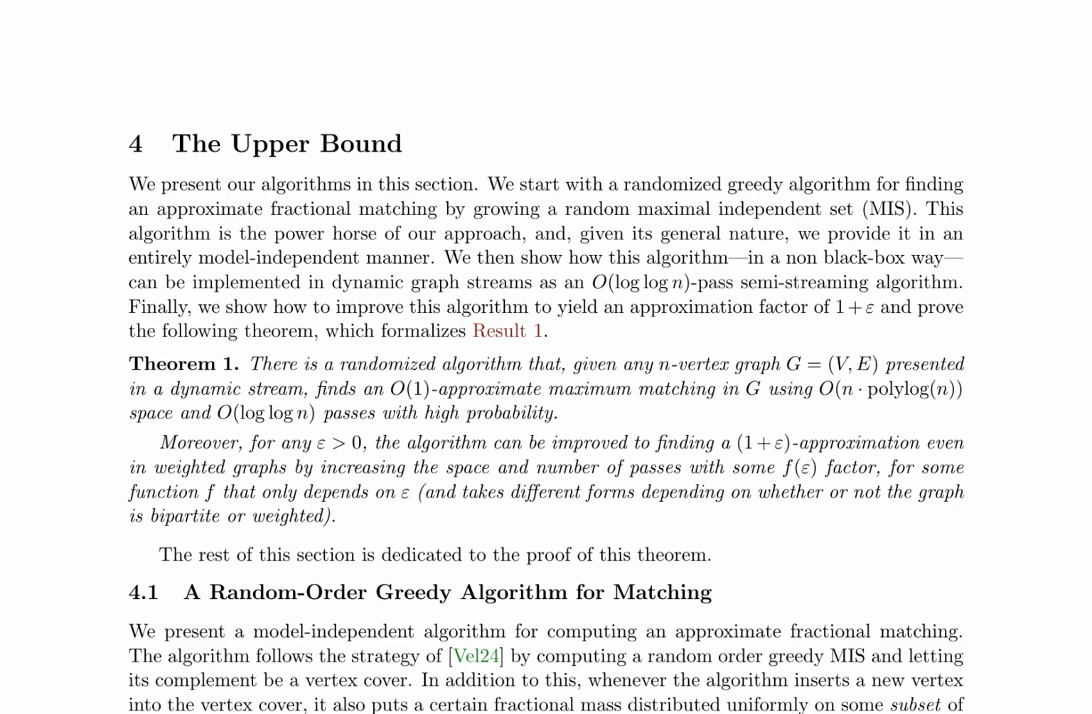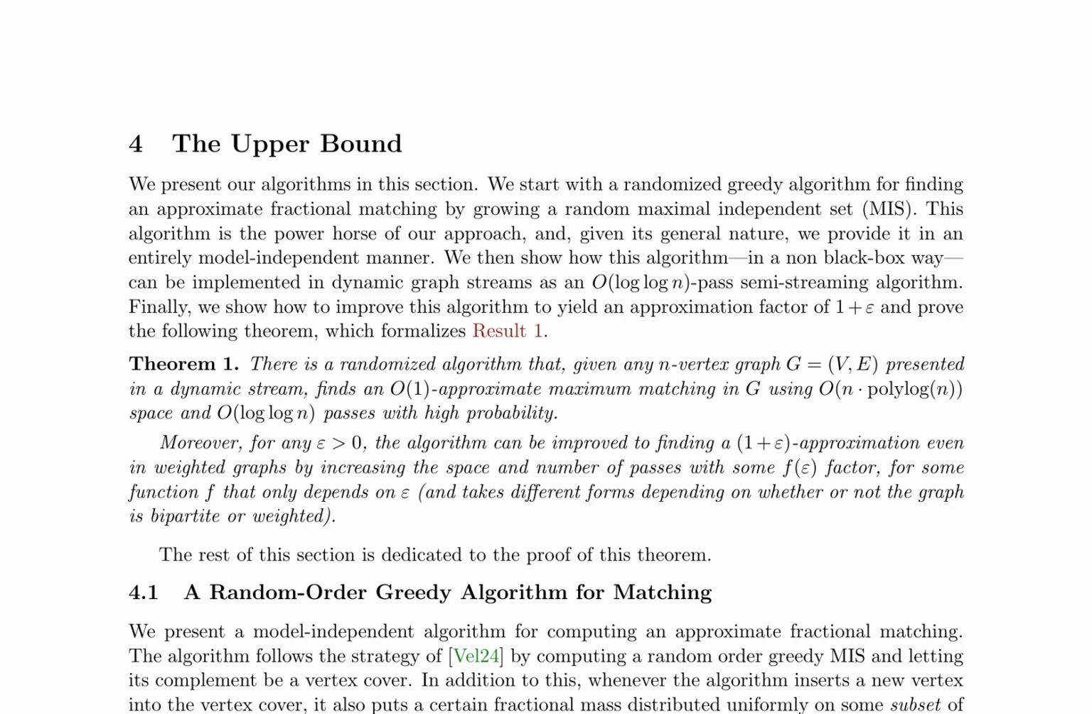Theorem 1 states that this algorithm can be used to find an O(1) approximate maximum matching in a graph presented in a dynamic stream, using O(n) polylog n space and O(log n) passes with high probability. Furthermore, the algorithm can be improved to achieve a 1 plus epsilon approximation in weighted graphs by increasing the space and number of passes with a factor dependent on epsilon.